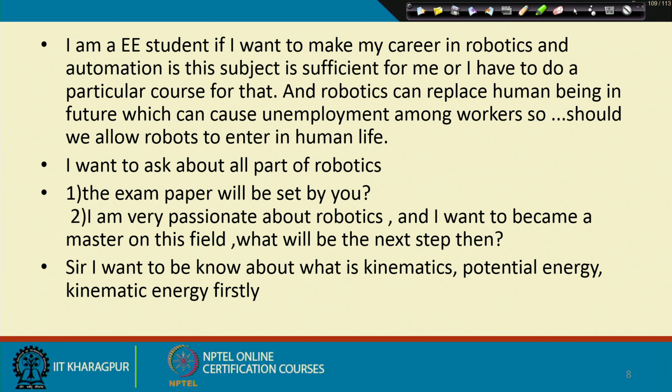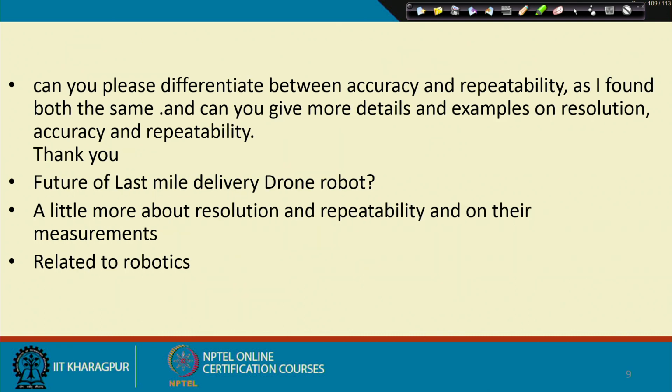Now, sir, this I have already done. The next is, can you please differentiate between accuracy and repeatability, as I found both are the same, and can you give more details and examples on resolution, accuracy and repeatability? This I have already mentioned. By resolution we mean the least count of a particular robot. That means the level up to which we can go in terms of precision, that is almost similar to the least count of a measuring device.